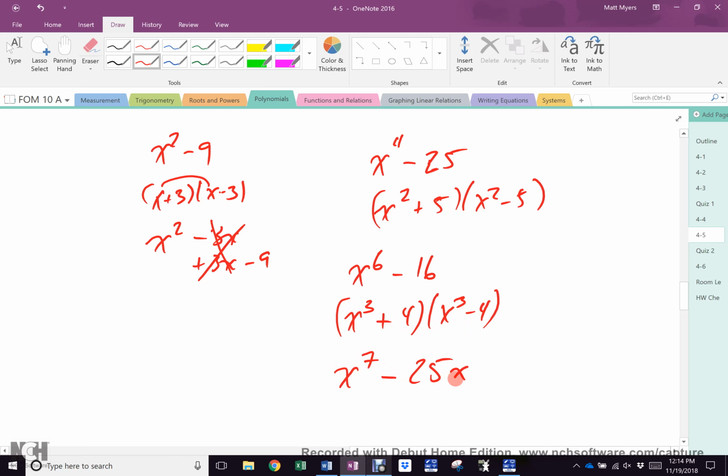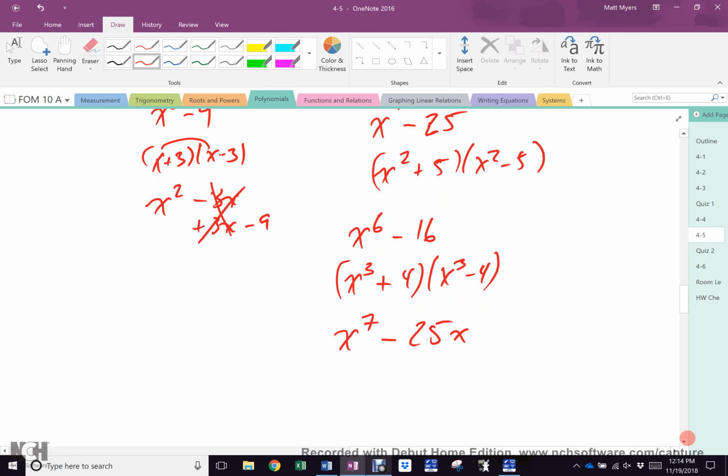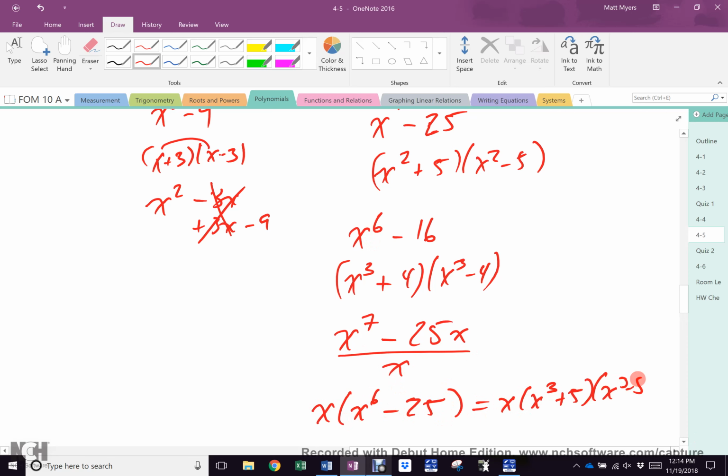x to the 7th minus 25x. I would divide by x. Why, Marcos? Because of the last 20 minutes we just spent doing GCF, right? x, x to the 6th minus 25. x to the 6th, x cubed plus 5, x cubed minus 5. Everyone good with basic?